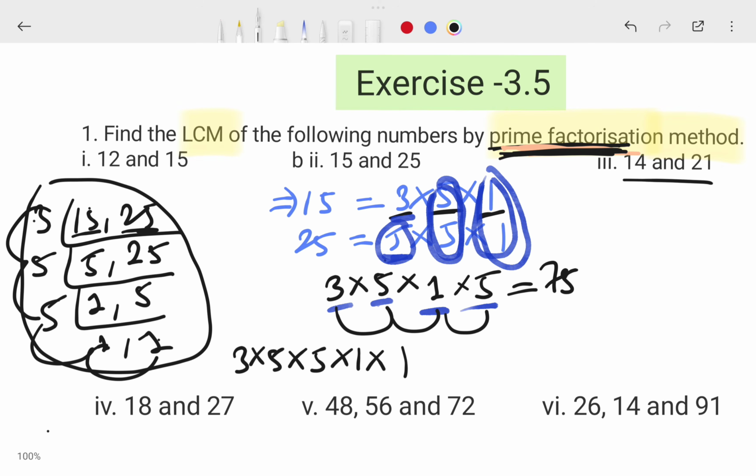It is looking like 2 in that time. So 3 5s are 15, 15 5s are 75 only. So the answer is 75. So both have the same answer only. You can do it like that also or like that also. Okay, is it clear to you? I hope it is clear.